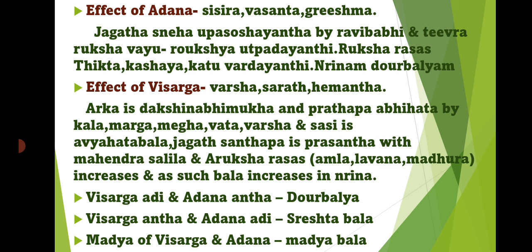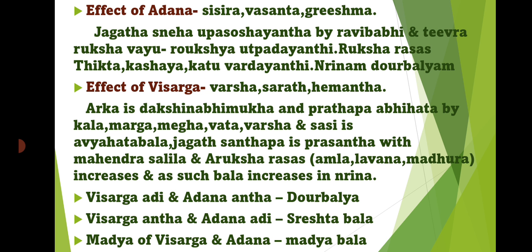Then the effect of Visarga, Varsha, Sharat, Hemanta, in the body is mentioned. Arka is Dakshina Abhimukha: the sun is facing towards the south, moving towards the south. It is weakened by the Kala, Marga, Megha, Vata, Varsha. But the moon is not affected.